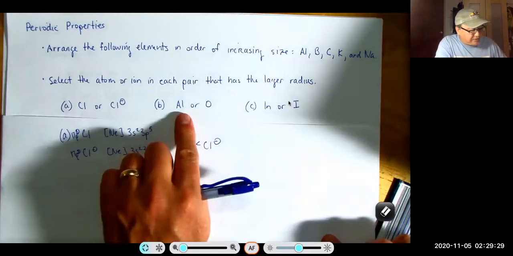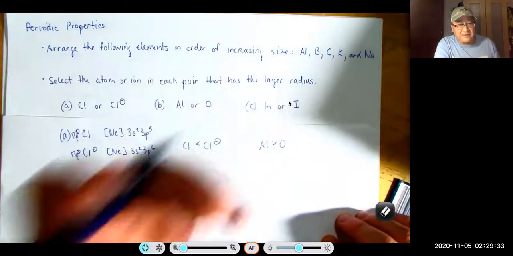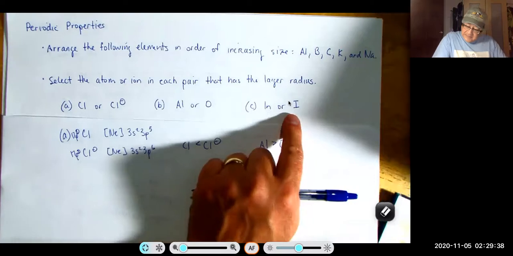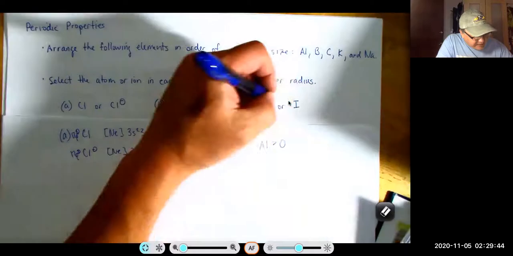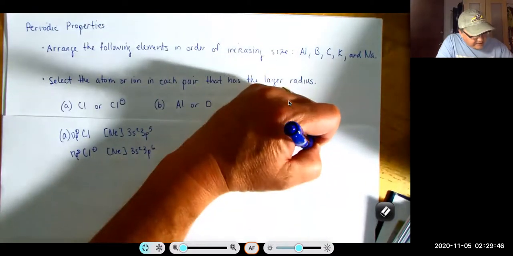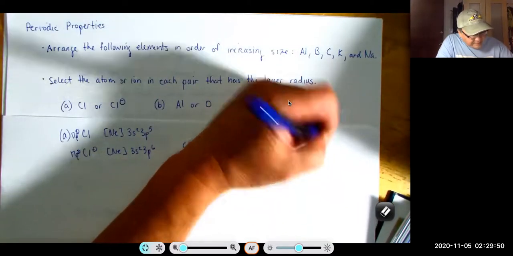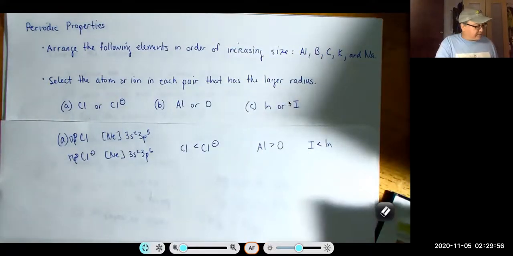Aluminum or oxygen, you expect aluminum to be greater than oxygen. They're not even in the same period. Indium or iodine, if we take a look, they're in the same period. So we would expect iodine to be smaller than indium because iodine has more protons in its nucleus. That's what we would expect.